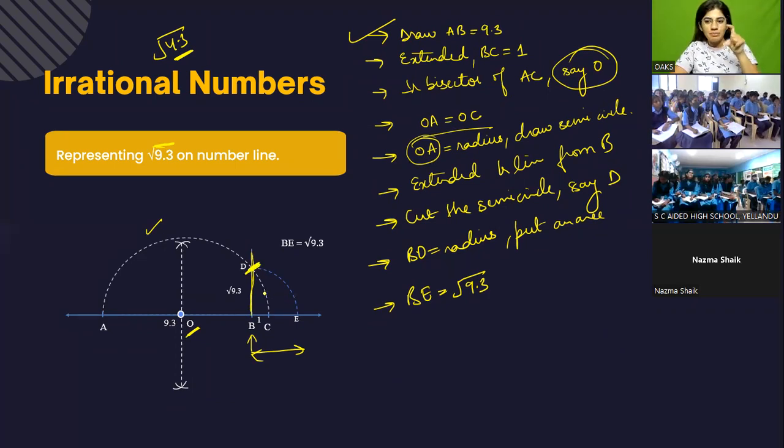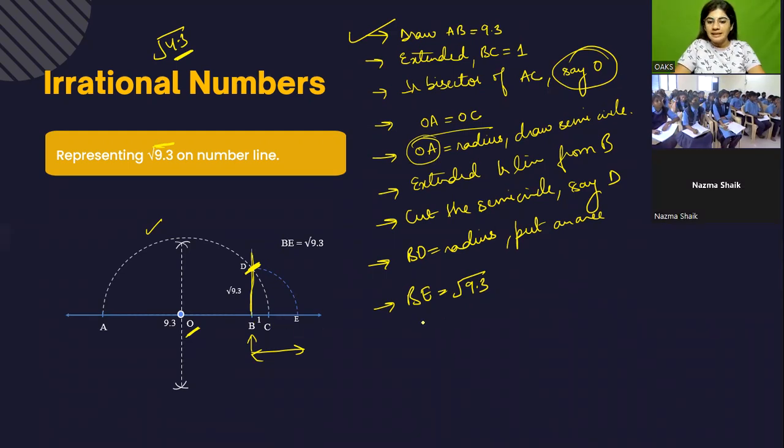Now we have to take BD as radius and put an arc on the number line. Now this BD is equal to root 9.3 and on the number line that is equal to BE. So this is our final answer. This is how we represent under root 9.3, which means a decimal number under the root, on the number line.